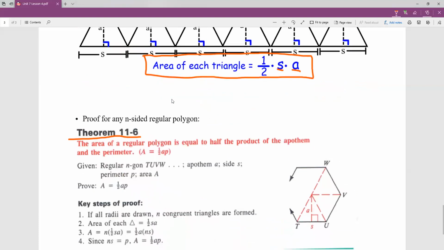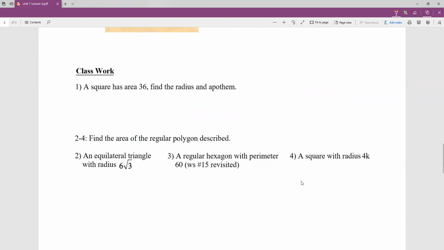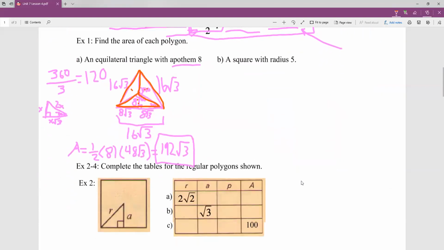It's in your book. I can't remember what page it's on, but it also spells it out for you. Okay. So let's get back to the problems though. All right. So let's try the area of this polygon. So we have a square with a radius of 5.